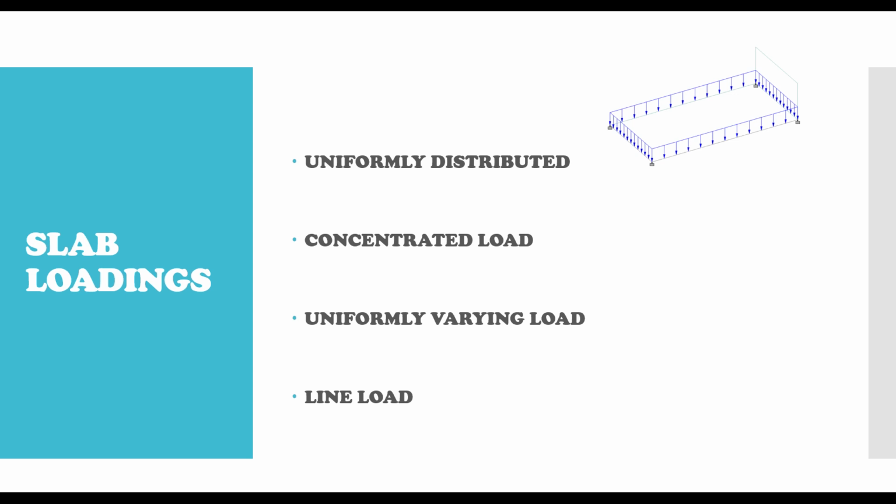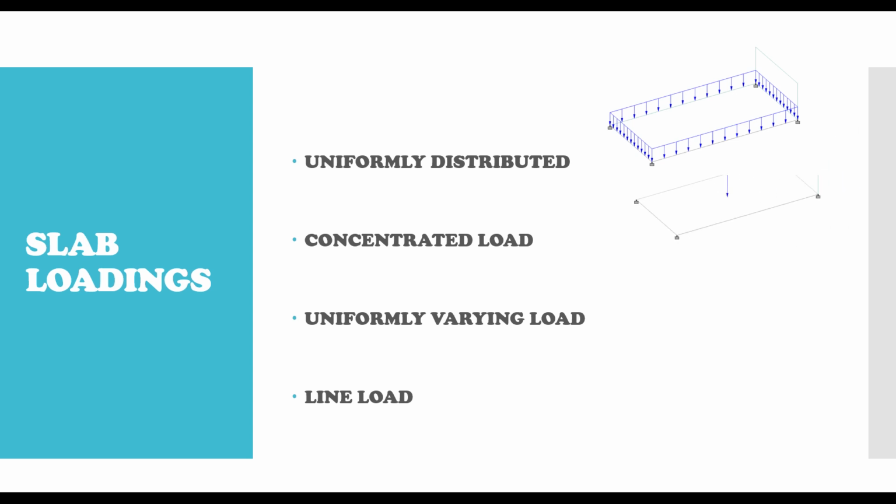In a uniformly distributed load, the pressure or the value of that load is uniform across the slab, and it can be applied to cover the whole length or the whole area of the slab. In that kind of situation, it can be referred to as a full pressure when it covers the whole area of the slab. But when it covers just a partial part of the slab, then you can call it a partial uniformly distributed load, when it covers just a percentage of the area of the slab.